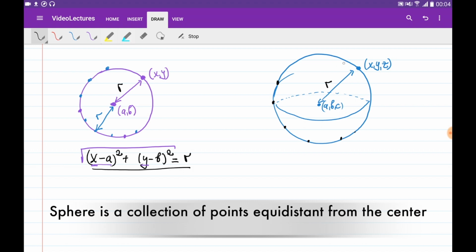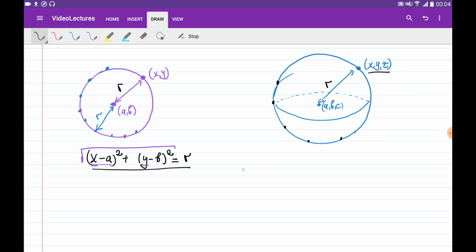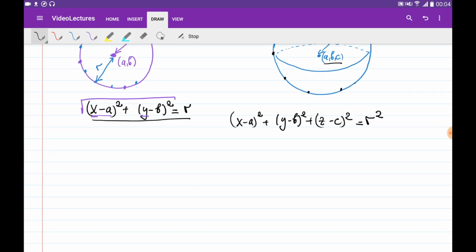So in order to do this, let's take some point with the coordinates x, y and z. The distance between x, y, z and a, b, c in 3D is going to be the square root of x minus a squared plus y minus b squared plus z minus c squared. And this is the distance, right? And this distance should be equal to r. If you square both sides, this is equal to r squared, and this is the equation of a sphere. So let's do an example.